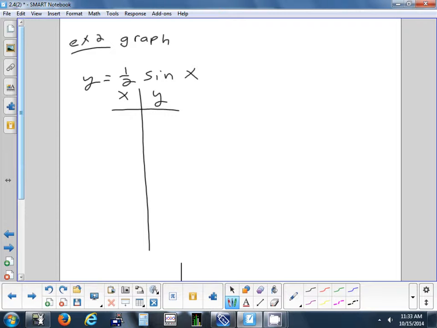Andy, what kind of transformation is this? Yep, that's an amplitude change. So when we have an amplitude change, how about Sam, what stays the same? x is going to stay the same. All right, so we got 0, pi over 2, pi, 3 pi over 2, 2 pi.